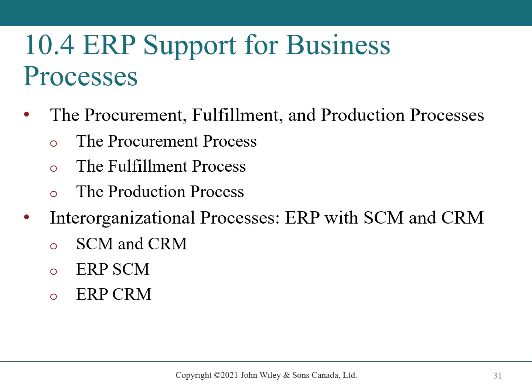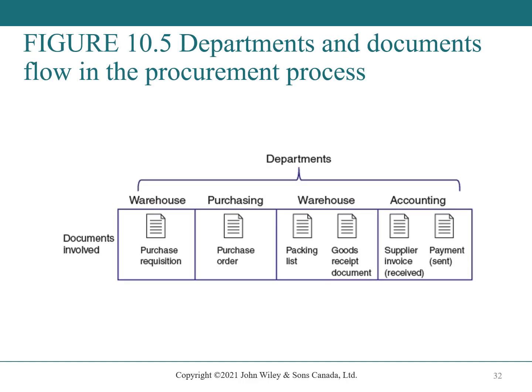ERP support for business processes. The procurement, fulfillment, and production processes, which contain the procurement process, the fulfillment process, and the production process. Interorganizational processes, ERP with SCM and CRM, SCM and CRM, ERP SCM, and ERP CRM. Figure 10.5, departments and documents flow in the procurement process.